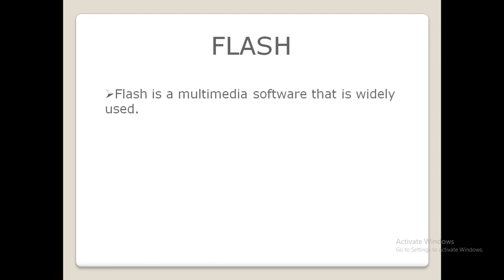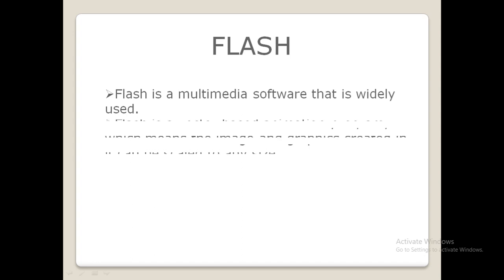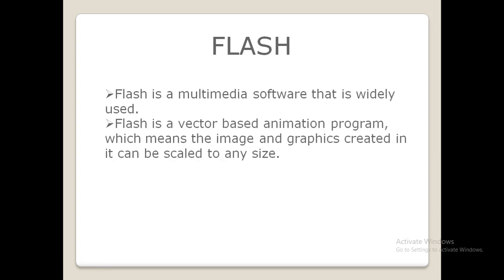Now first, starting with the Flash CS6, what do you mean by Flash? Flash is a multimedia software that is widely used. Flash is a vector-based animation program, which means the image graphics created in it can be scaled to any size. So basically Flash is a multimedia software in which we can create both animation and graphics.